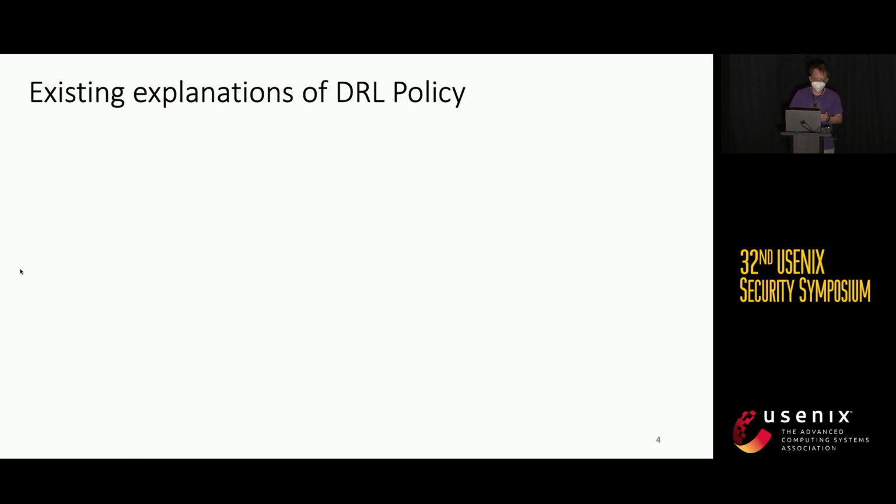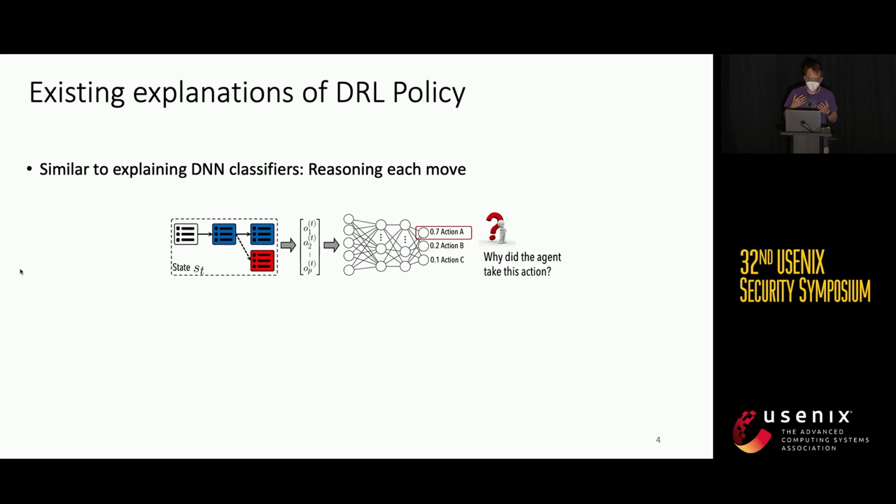But here, in reinforcement learning, we need to make a sequence of decisions to finish one final goal, making the explanation job even harder. So we look into the existing explanations. What they try to do is extend the explanation of deep learning classifiers to the reinforcement learning setup. At each step, the deep reinforcement learning agent is just a neural network. It can observe the current state and then give an action.